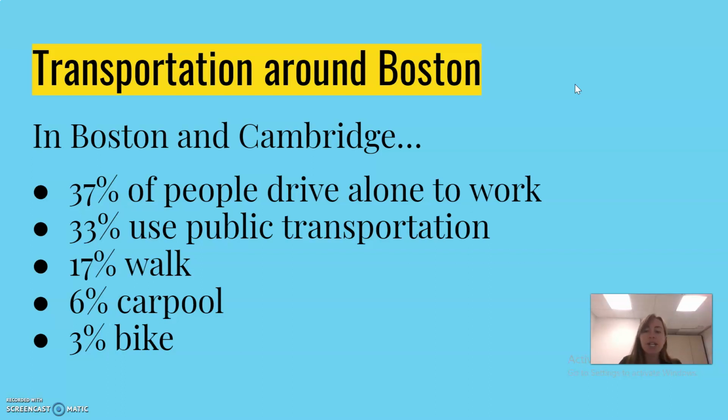So in Boston and Cambridge, 37% of people drive alone to work. So they're just driving their car by themselves, and that's the biggest percentage. So that's what most people are doing to get to work. And this doesn't include students. This is specifically about 18 and over people going to work. 33% use public transportation, so that could be the T or buses. 17% walk. 6% carpool, which means that they're driving in a car with at least one other person. And then 3% bike.